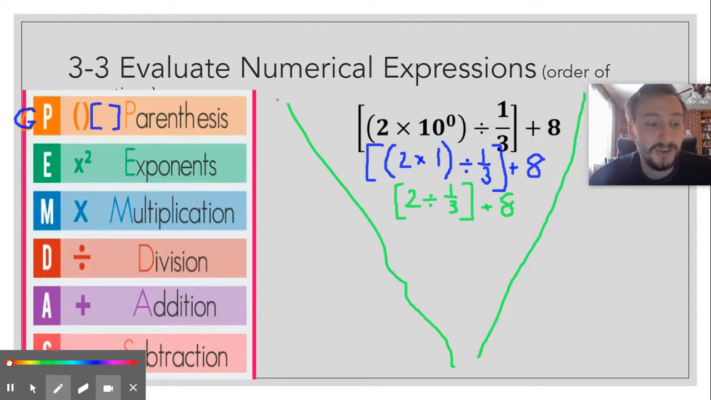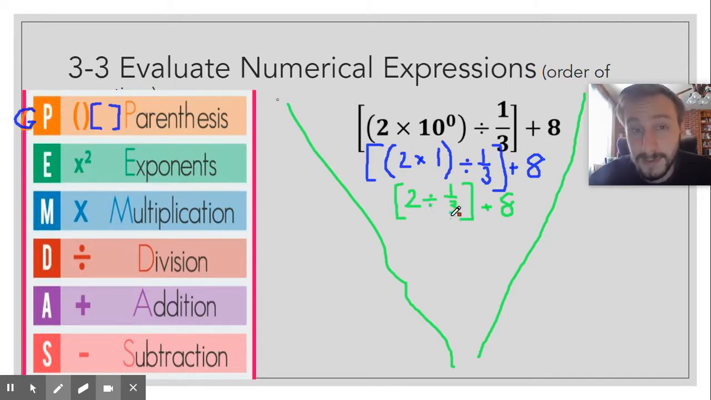All right, so let's try the next step. Do we still have parentheses or grouping symbols? Yes. Now inside of this bracket, these grouping symbols, there's only one thing to do, which is to divide 2 divided by 1/3. Now remember, when dividing by a fraction, here's a tip. Keep, change, flip. Or you can divide by finding a common denominator.